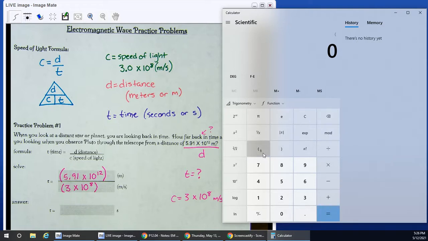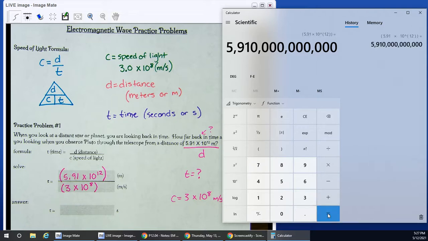So I'm going to start with the open parentheses first, 5.91. Then I'm going to multiply that. I have to type the exponent first. So 12 is the exponent. Then I can type 10, and it'll give me 5.91 times 10 to the 12th power. But I do have to close the parentheses. See where it says 1? Now I need to close it with 2. Now it's fully closed. That's my answer for the top part.